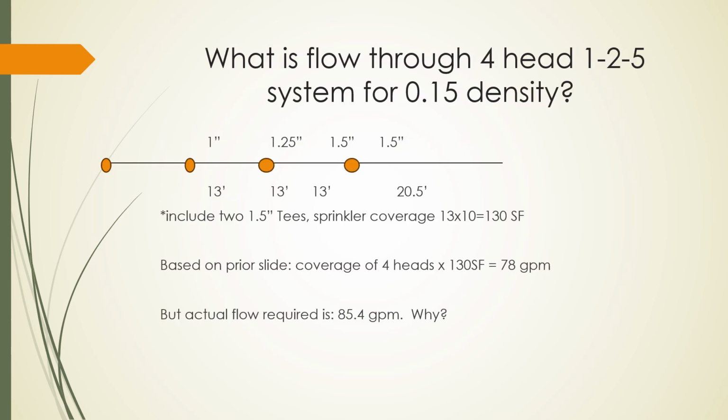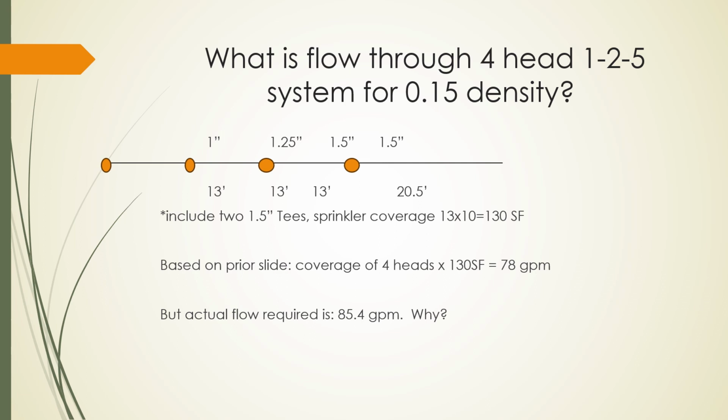Again, getting slightly ahead of ourselves on the discussion, but I do want to throw this out as a teaser. So let's just say, for the sake of discussion, we're flowing through 4 heads in a 125 system. If you recall what the 125 system is, it's one head being provided by 1 inch, 2 by 1.25 inches, and 5 by 1.5 inches. And so in this particular case, I've got 13-foot spacing between heads, 10 foot between branches. I included 2 T's because it's going back to a cross main. And so the overall sprinkler head covers 130 square feet.